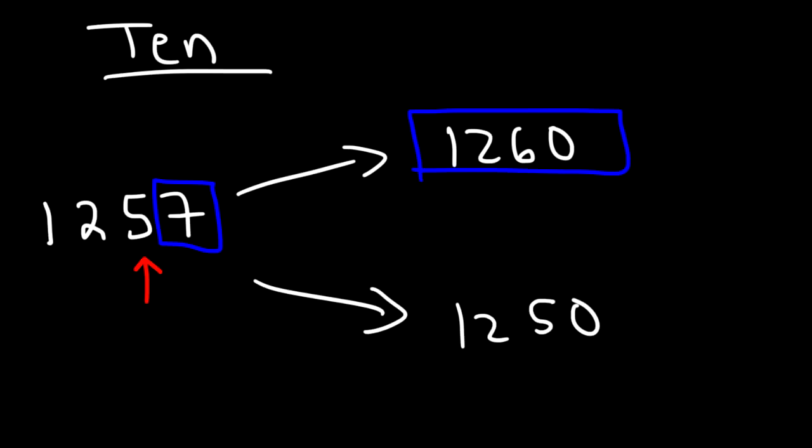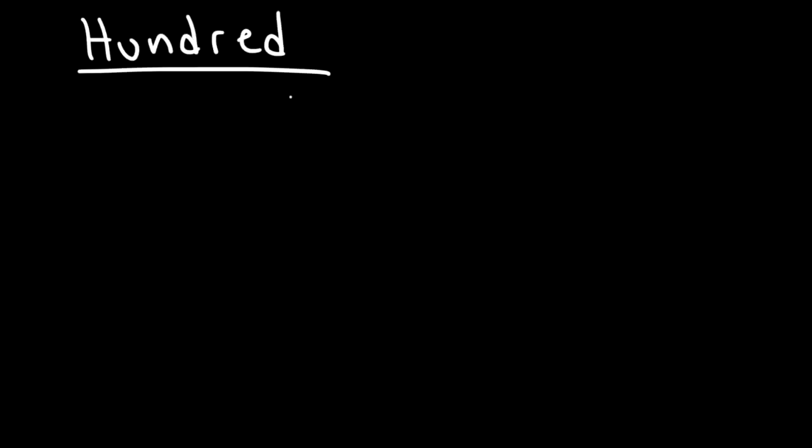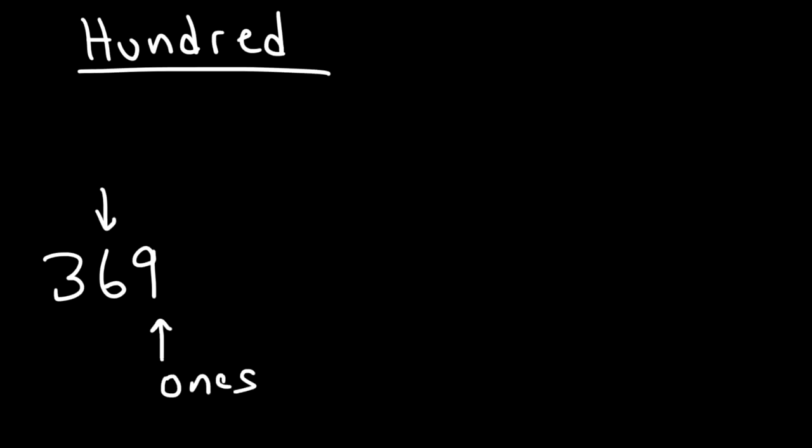But what if we wanted to round to the nearest 100? What should we do? So let's start with an example. Let's say we have 369. Round it to the nearest 100. So this is the ones digit. This is the tens digit. And here is the hundreds digit.